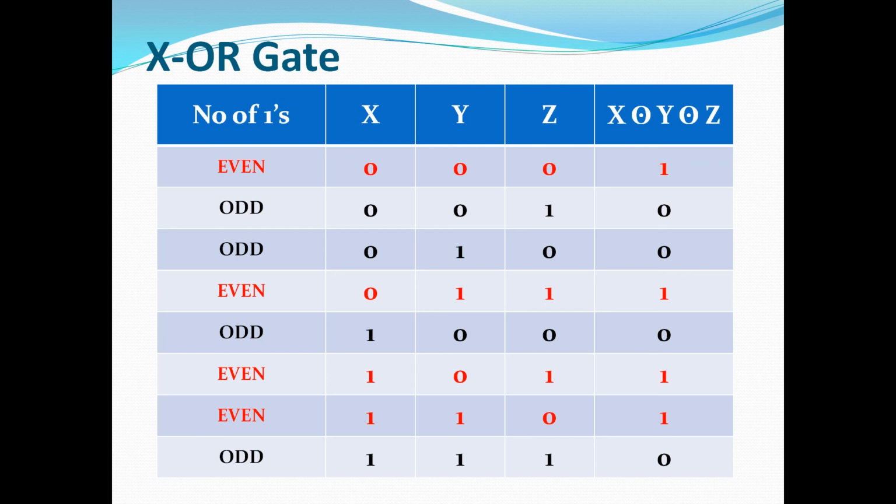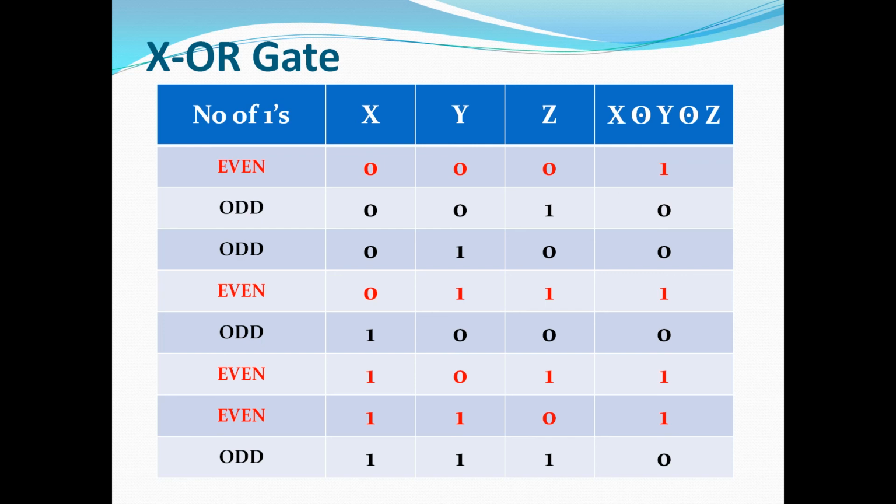The next, 1 0 0, has an odd number of 1s, so the output will be 0. The next, 1 0 1, has an even number of 1s, so the output will be 1. Then the next case, 1 1 0, has an even number of 1s, so the output will be 1. The next one is 1 1 1, where the number of 1s is odd, so the output will be 0.